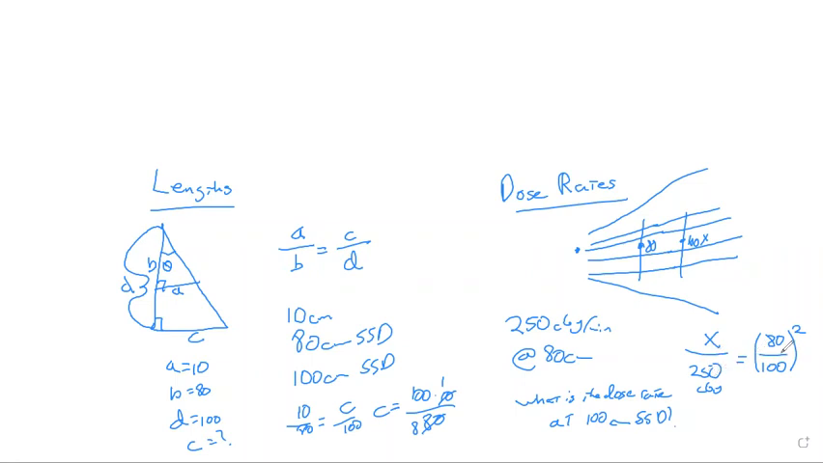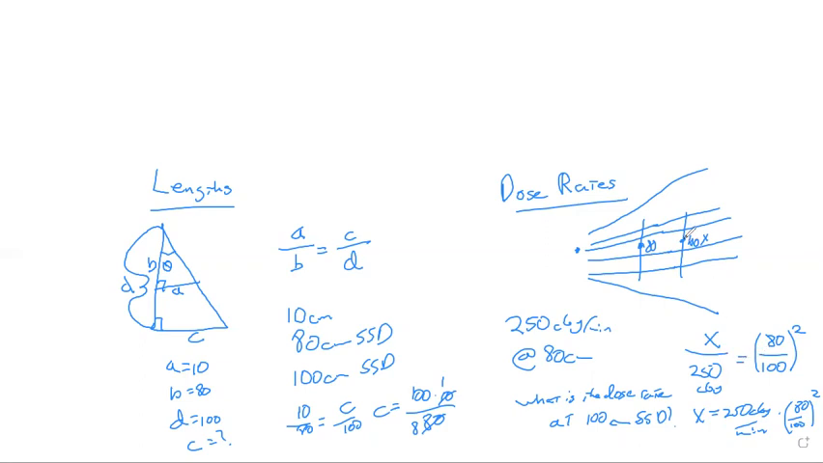So when we go through and solve this, we find that X is equal to 250 centigray per minute times the result of 80 divided by 100, squared. Because this is obeying the inverse square law, basically what it's saying is the further away we get from the source, the smaller this number should be. And the only way that's going to happen is if we end up with a number less than 1 to multiply by the 250 when we do the cross multiplication.